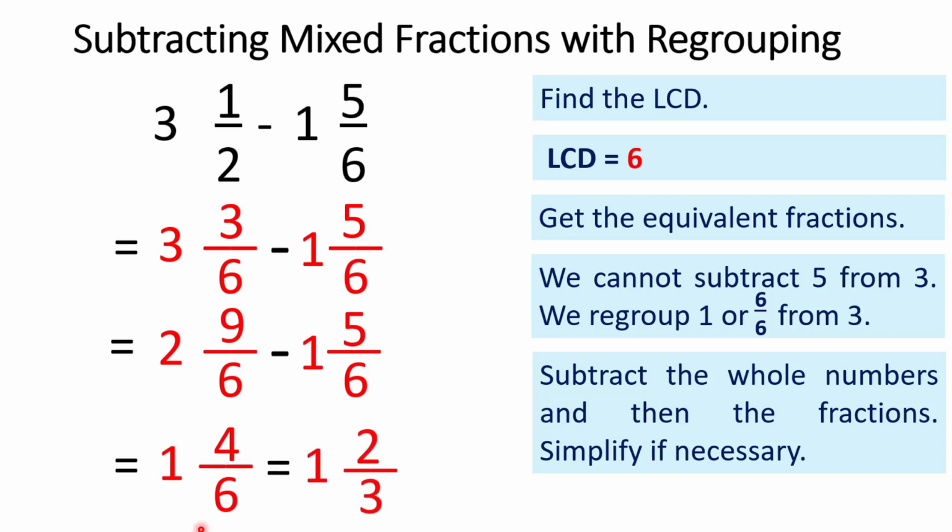Sir, paano po naging 1 and 2/3? So, yung 1 as whole number, we just copy. Then, 4 divided by 2, since yun ang ating GCF, we have 2. Then, 6 divided by 2, we have 3. Again, our final answer is 1 and 2/3.